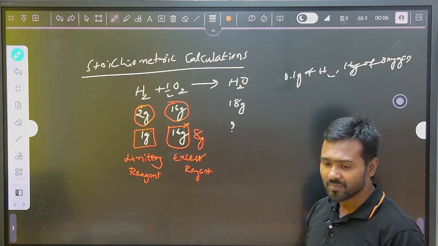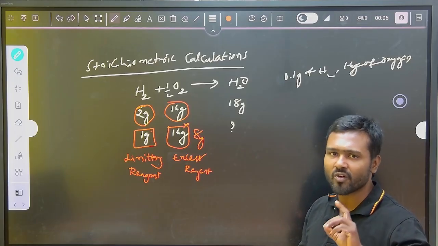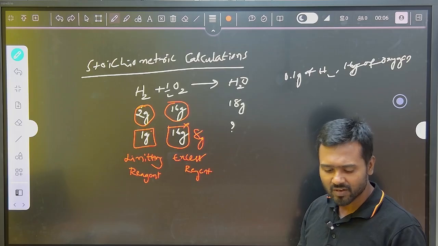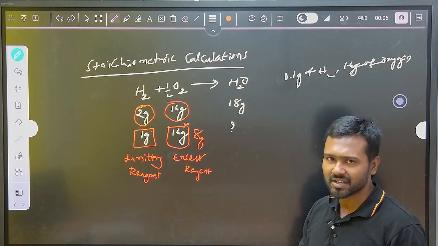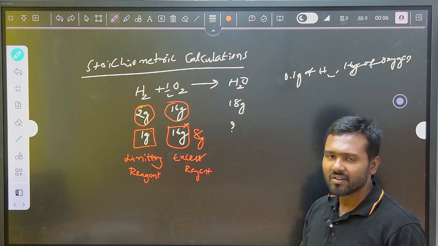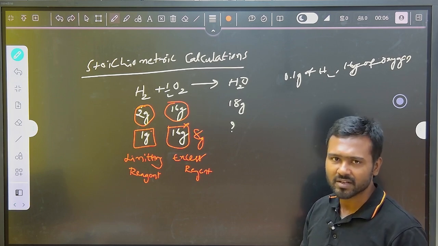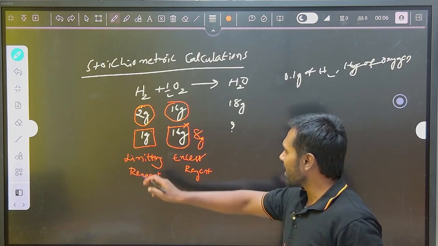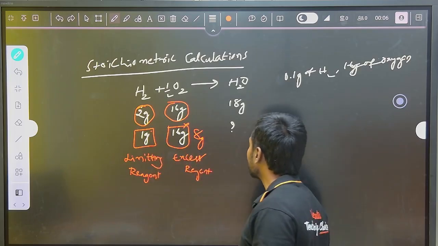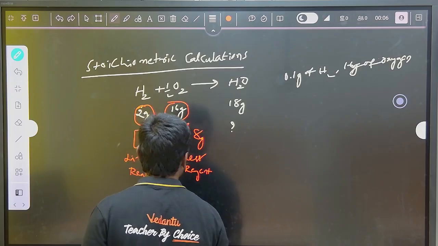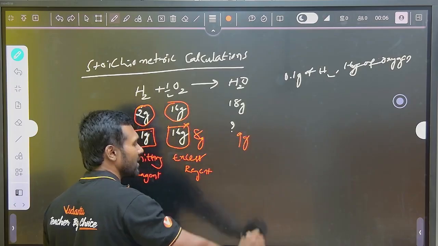Now, whichever is the limiting reagent, that one will decide the amount of product formation. That one will decide the amount of product formation, not the excess reagent, because excess reagent will remain like that only, whatever the extra quantity. So here 1 gram will react with only 8 grams, not 16 grams. So how many grams of H2O is formed? It is 9 grams.